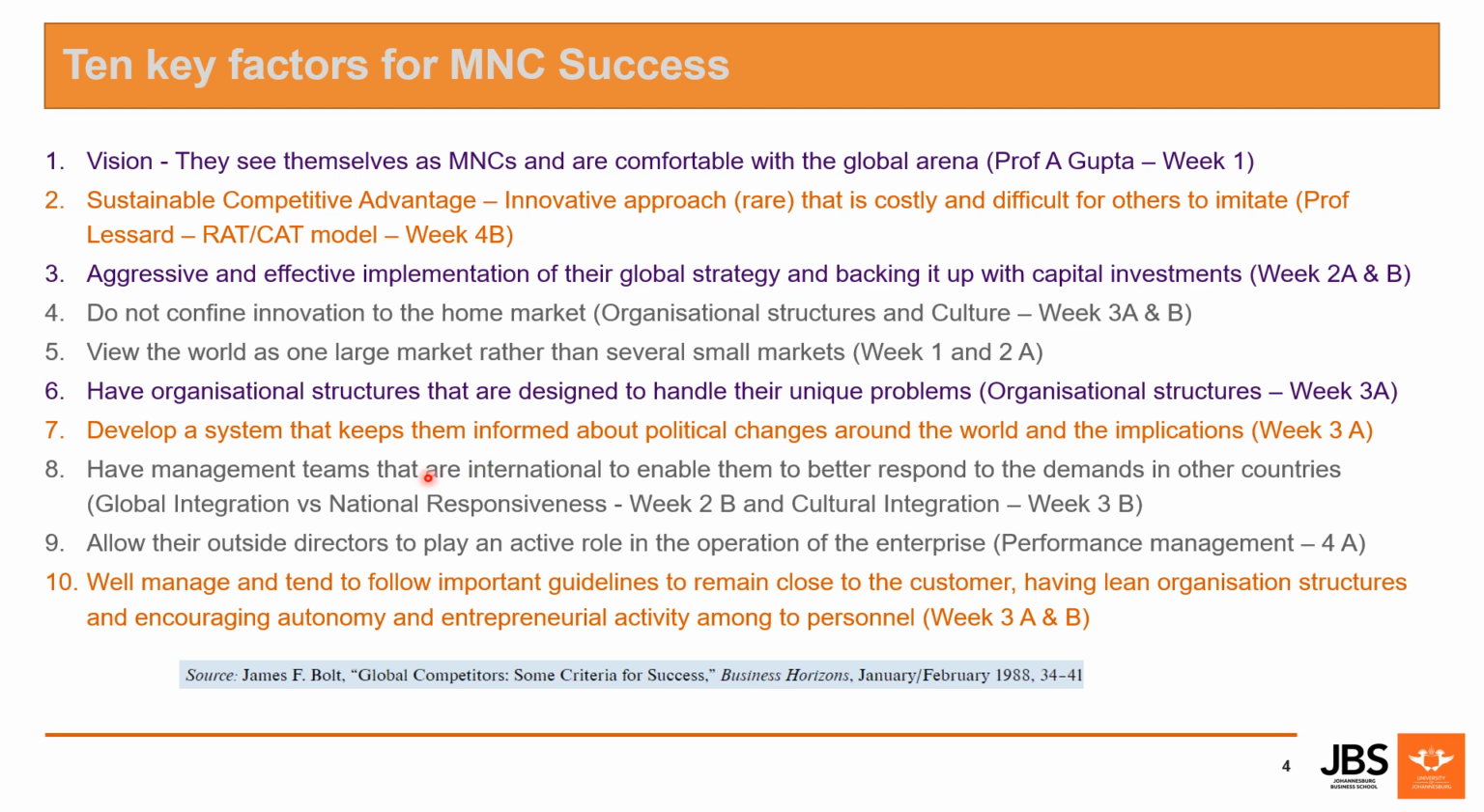And then in the 10th place, finally, it is well managed and tends to follow important guidelines to remain close to the customers, having a lean organizational structure and encouraging autonomy and entrepreneurial activity amongst its personnel. Okay, and these are the 10 factors that summarize what multinational companies need to do if they want to be successful. And these are the 10 things that these companies should actively include in their strategic plans.